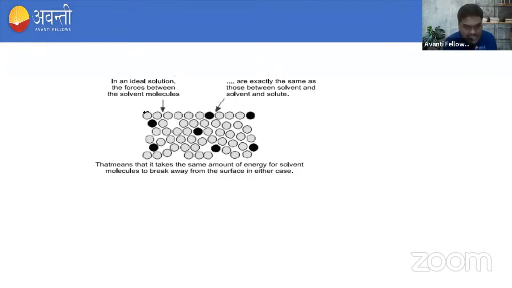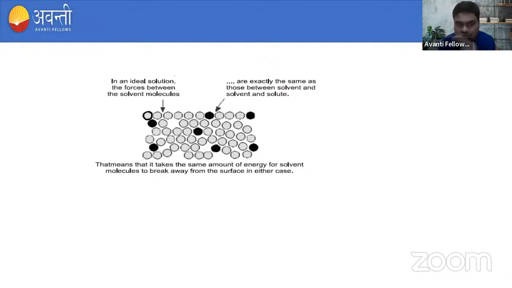This circle, this white circle, right? This one represents the solute. So in an ideal solution, the force between the solvent molecules and between the solute molecules is exactly the same as that between the solvent and solute molecules, right? So we have two circles. One is dark, and another is white in color. So these two represent the solute and solvent.